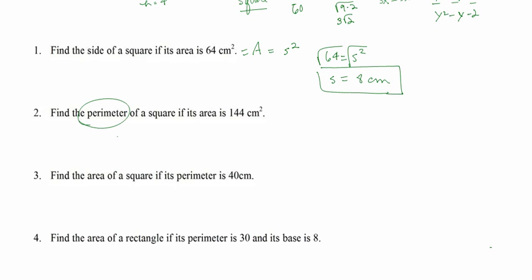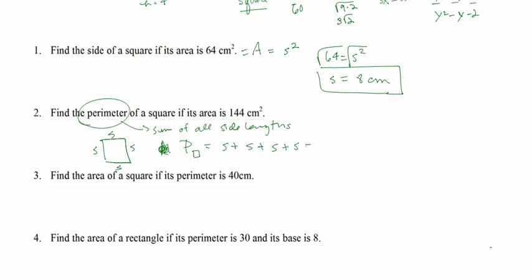Next, perimeter of a square. Now, we haven't talked about perimeter yet, but you might recall that perimeter is the sum of all side lengths. And if you look in a square, I'll call it P, perimeter of a square, there's 1, 2, 3, 4 sides that are all s. So it's equal to 4s. If I knew what s was, I could figure out the perimeter.